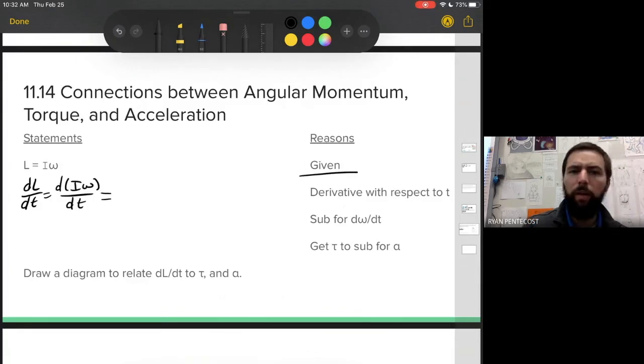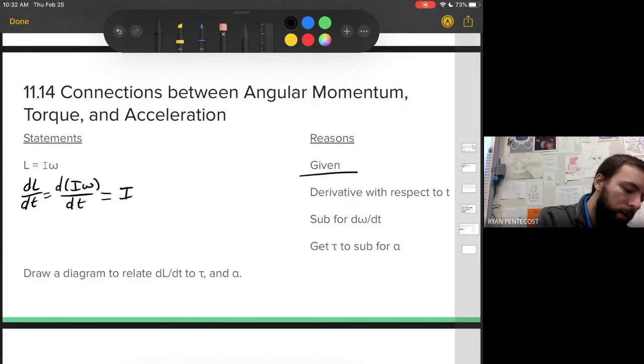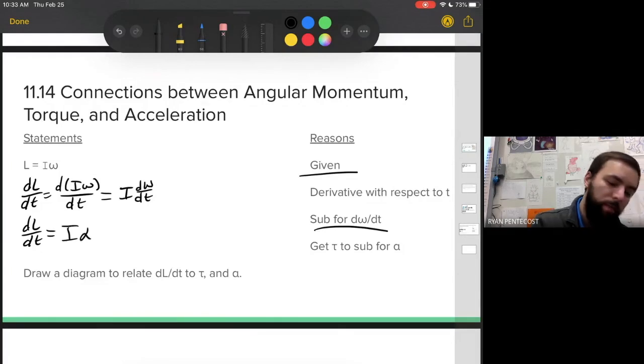We haven't encountered any time where the moment of inertia of an object was changed by torque. So we will say that this is I times d omega over dt. Then the next step says substitute for d omega over dt. So you get dL over dt equals I alpha. Then get torque to substitute for I alpha. Kind of a weird way to say that, but that's just establishing that torque is I alpha is dL over dt.